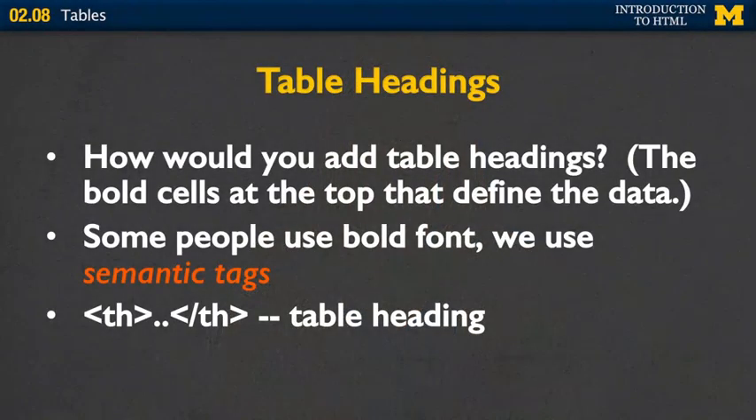Now, it's fine, I mean, it's not fine. What some people would do is they would just make these regular TD elements and then perhaps make them bold. So the people who are looking at it can say, oh, hey, look, this is bold, so it must be more important. But we really want to avoid doing that. Instead of using a TD with some sort of bold font, we want to use the semantic tag TH, which stands for table heading.